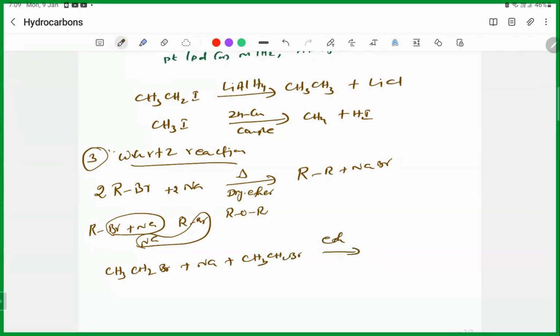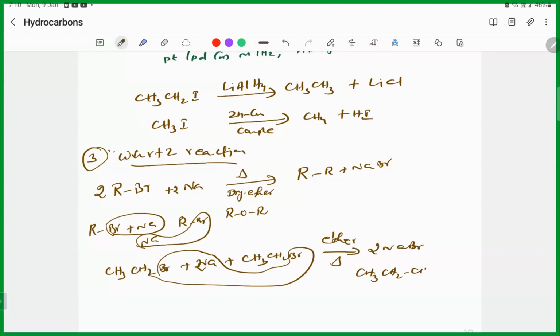in dry ether and then heating, you have to use 2 moles of sodium, then it will leave 2 NaBr, and it will give n-butane as a product. This is the way you can prepare. By this method, you cannot prepare methane. Okay. So you will get a symmetrical alkane.